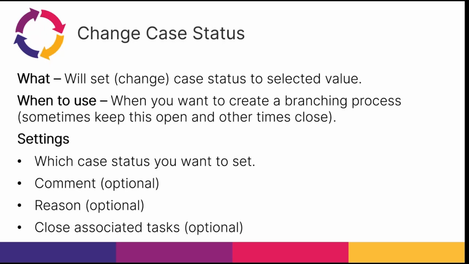As part of settings, you get to say what status you want to have set. You have the comment and the reason, and then you can also say, I want to close the tasks associated with this. So for example, when something comes in as open, Zeit will automatically create a review task. But if you're saying, hey, actually, these things we don't need to review, you might want to mark that close associated tasks button just so that it closes out the review task automatically when it closes the case.